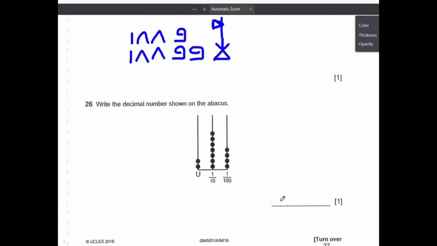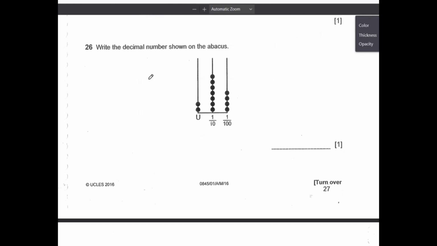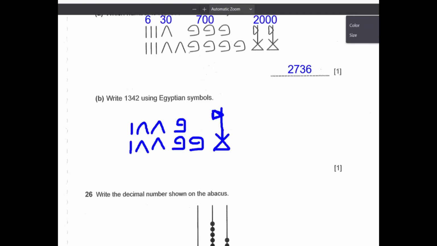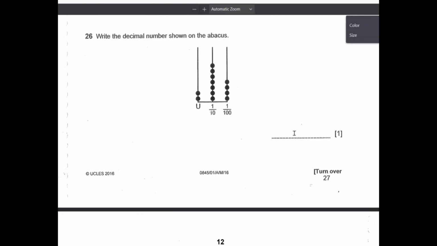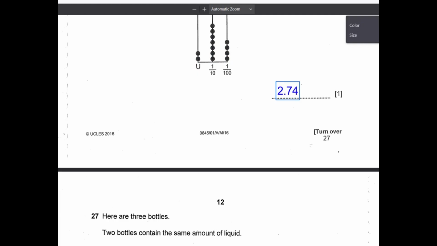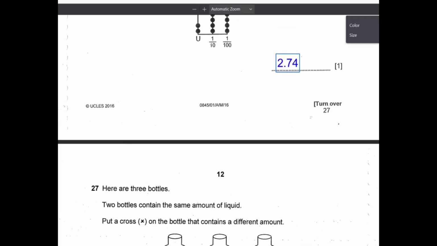They ask to write the decimal number shown on the abacus. If you look, 2 units, point. You count them 1, 2, 3, 4, which gives 2.74. And remember, we never write the decimal point the wrong way; we write it 2.74.